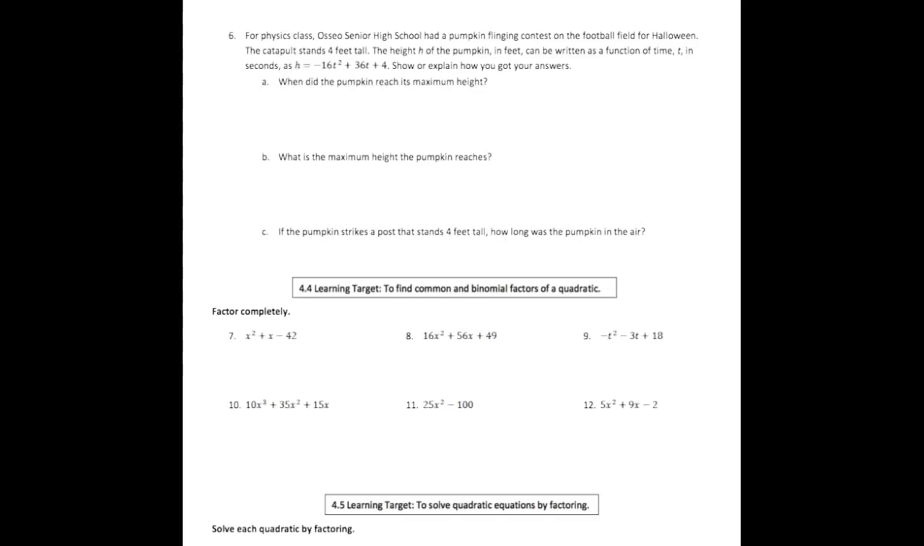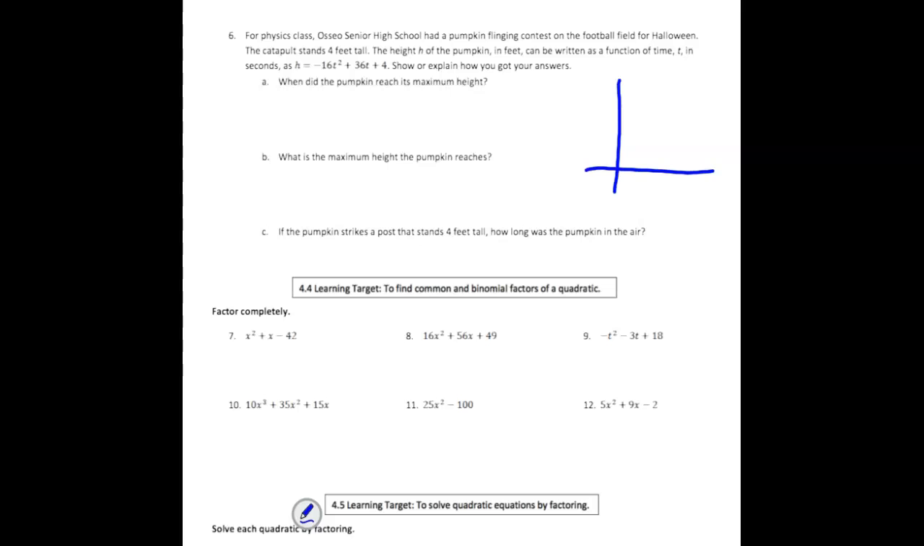Question 6 says, for physics class, Osseo Senior High School had a pumpkin flinging contest on the football field for Halloween. The catapult stands 4 feet tall. The height h of the pumpkin in feet can be written as a function of time t in seconds, as h equals -16t squared plus 36t plus 4. We want you to show or explain how you get your answers. The first question says, when did the pumpkin reach its maximum height?